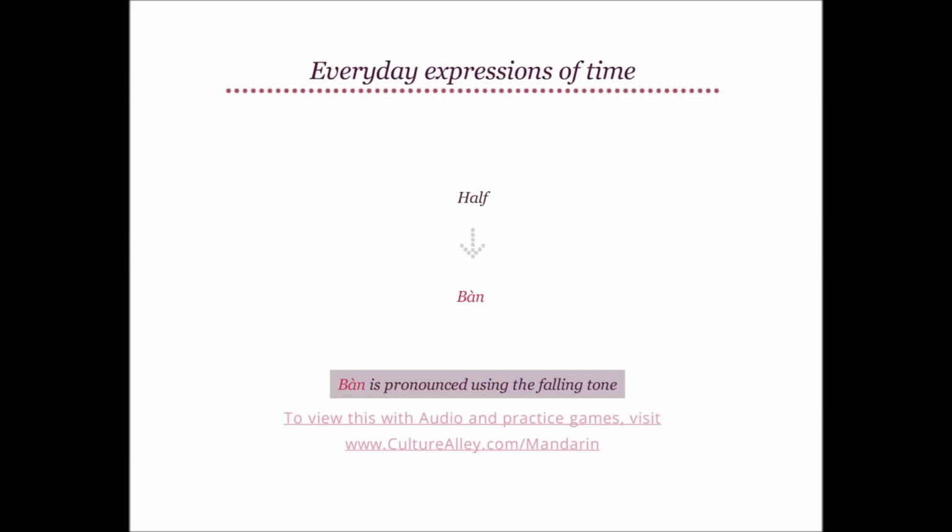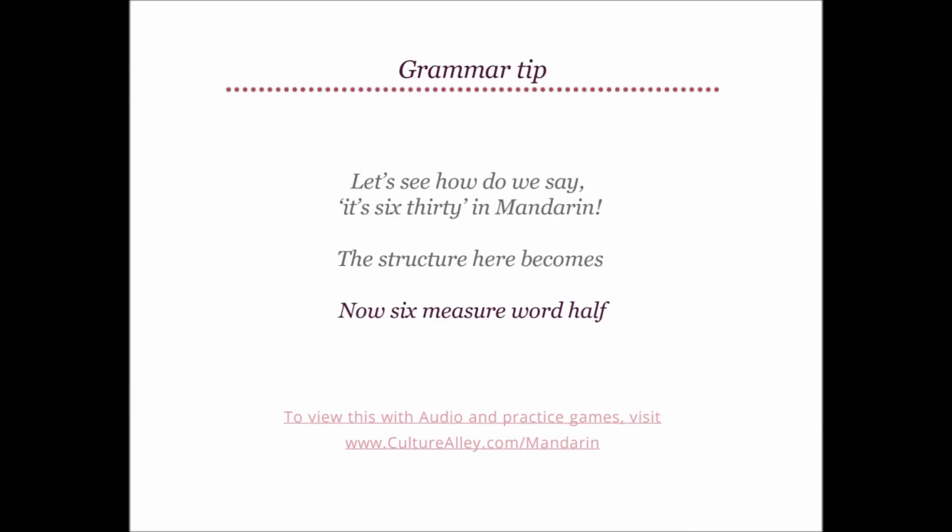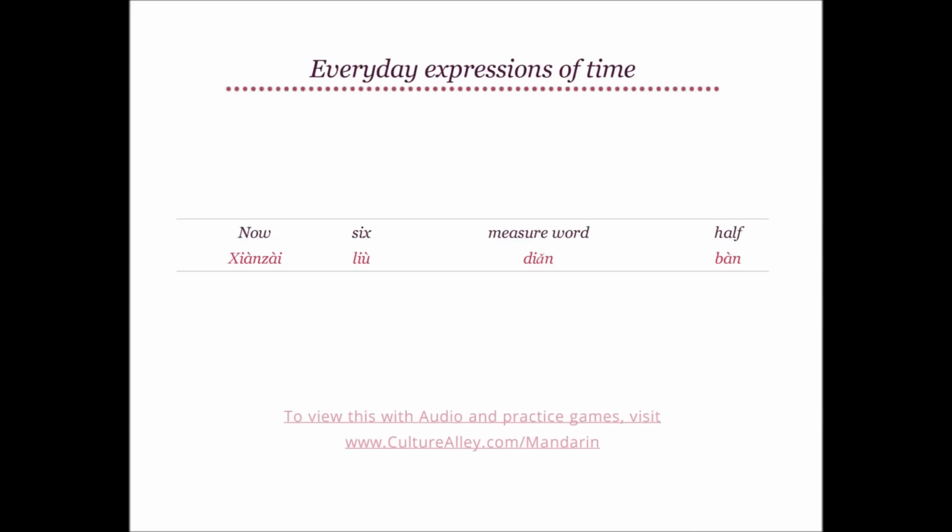Half is translated as 半 in Mandarin, which is pronounced using the falling tone. Great! Now let's see how we say it's 6:30 in Mandarin. The structure here becomes now 6, measure word half. Let's look at the breakup. Now, as always, is 现在. 6 translates to 6. The measure word for time remains 点. Half becomes 半.